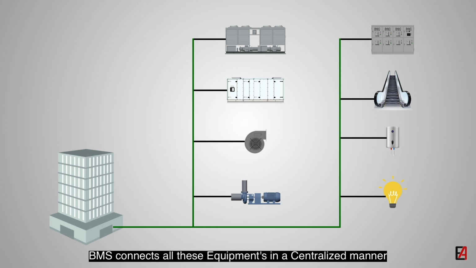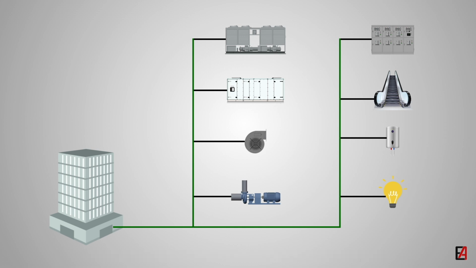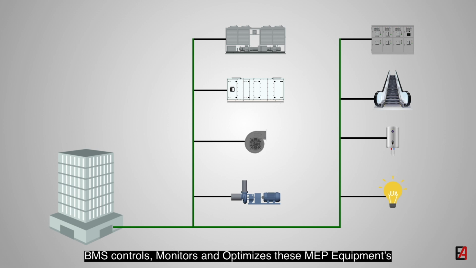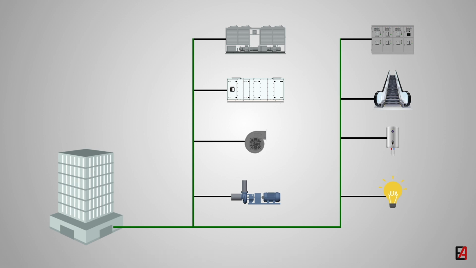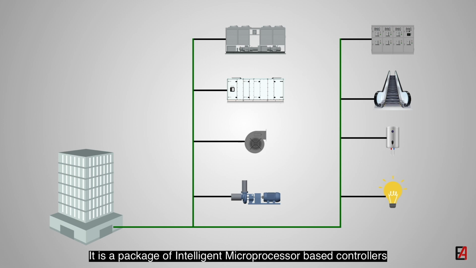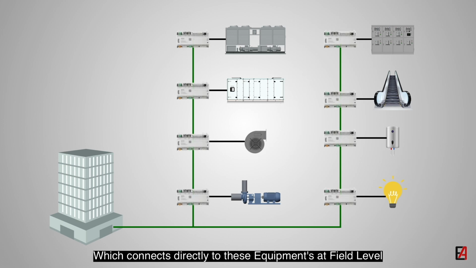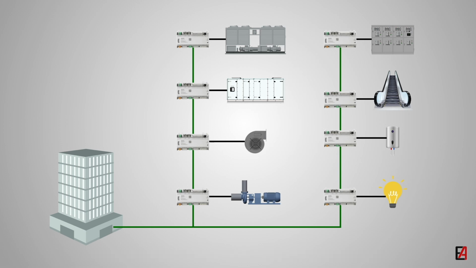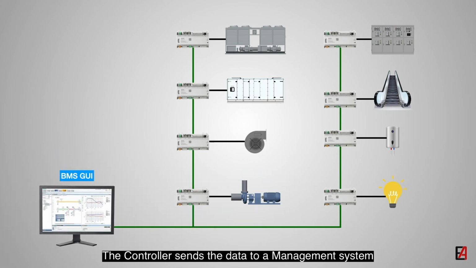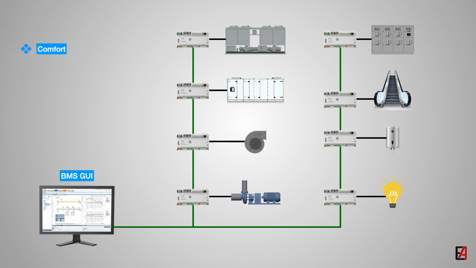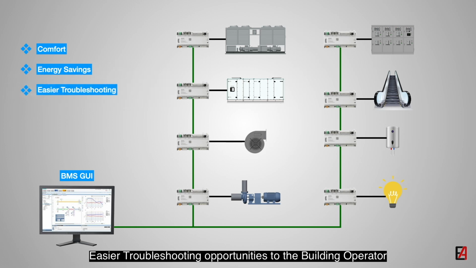BMS connects all these equipments in a centralized manner. BMS controls, monitors, and optimizes these MEP equipments using hardware and software components. It is a package of intelligent microprocessor-based controllers which connects directly to these equipments at field level. The controller sends the data to a management system where the data taken from the field equipments are translated into a graphical user interface format. BMS provides comfort to the building occupants, energy savings to the client, and easier troubleshooting opportunities to the building operator.